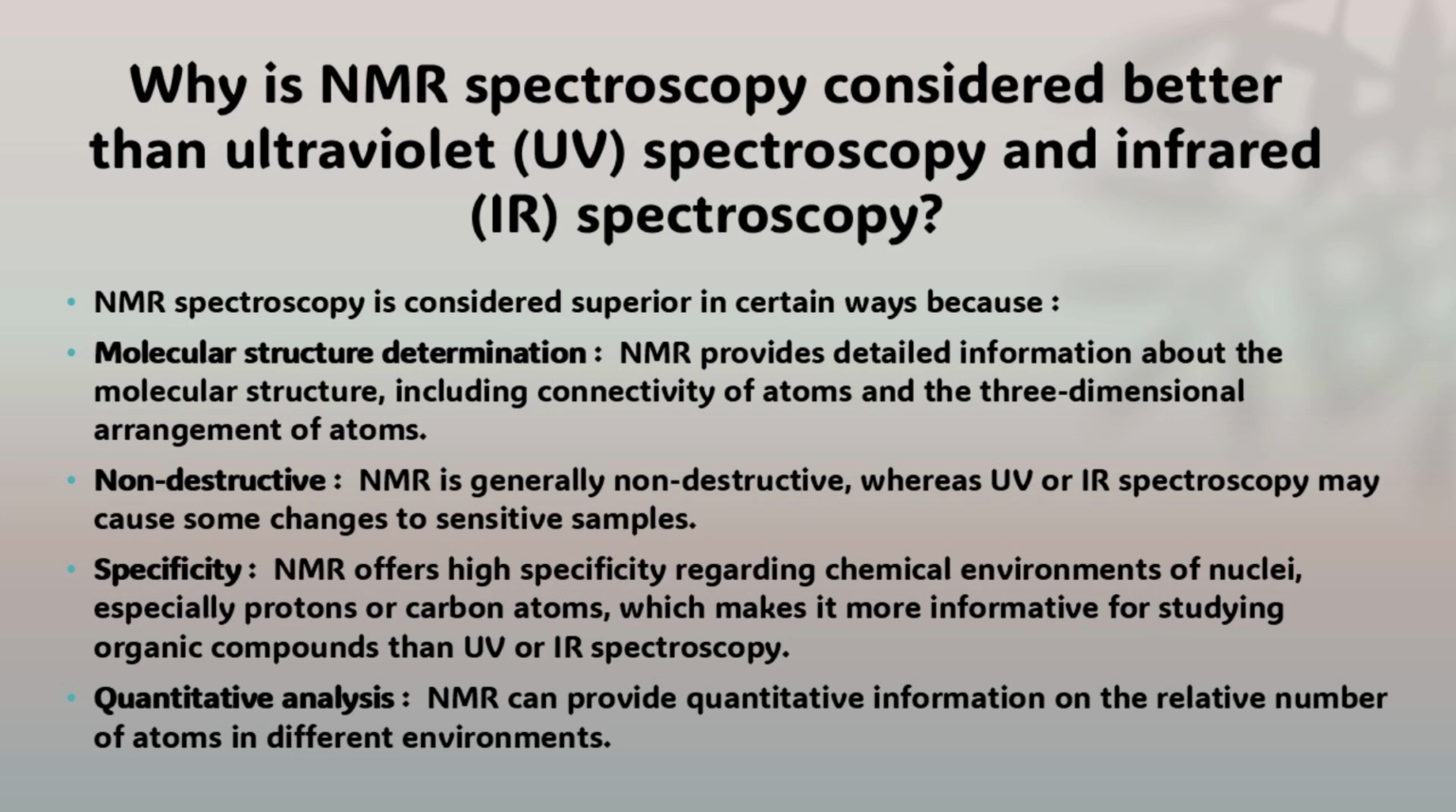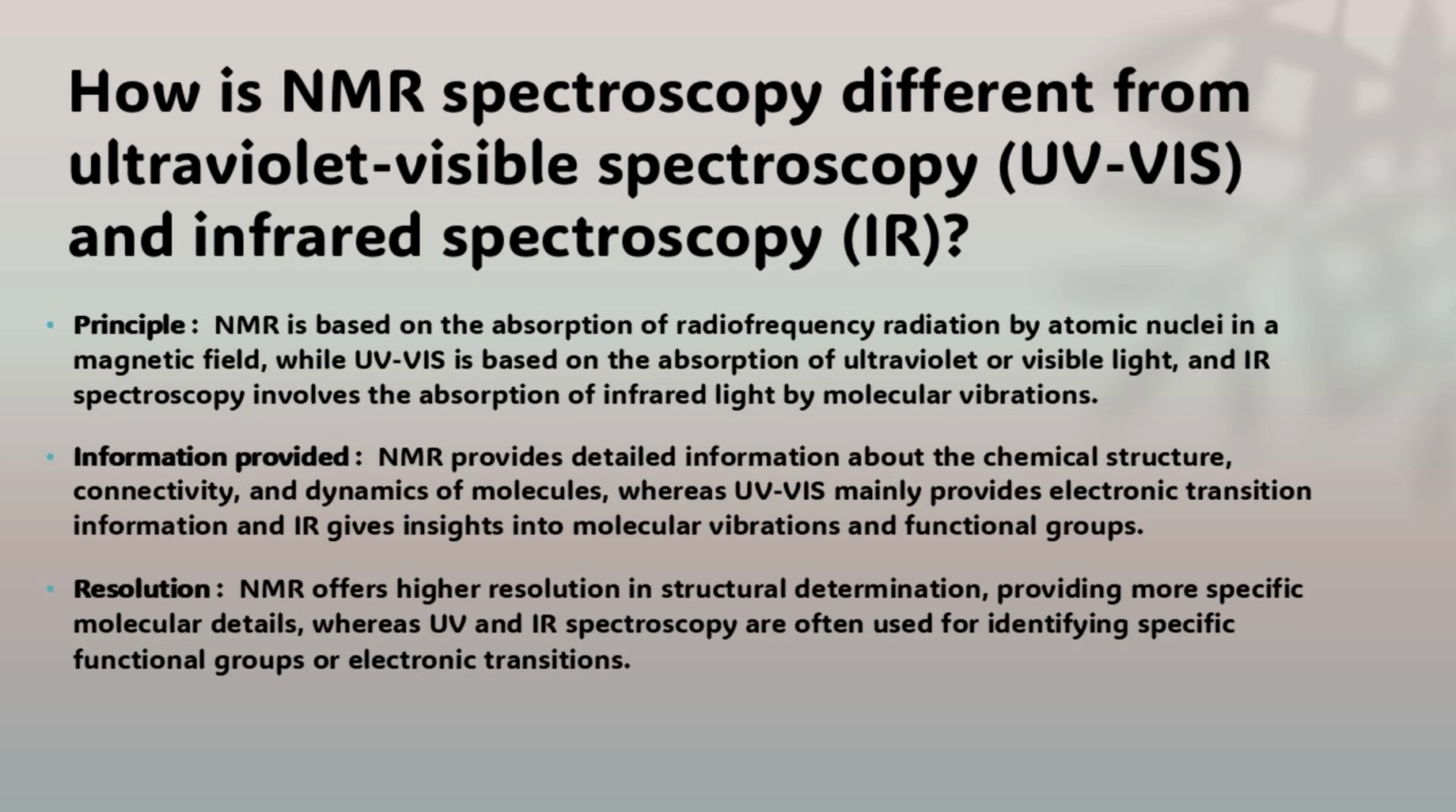The third reason is, NMR spectroscopy can also be used for quantitative analysis. NMR spectroscopy, unlike the ultraviolet and the infrared spectroscopies, provides quantitative information with respect to the relative number of atoms in different environments. The next question is question number 4. How is NMR spectroscopy different from ultraviolet visible spectroscopy and infrared spectroscopy?